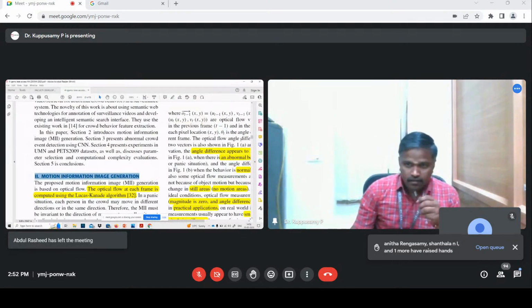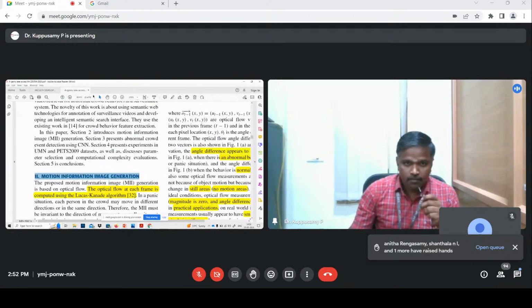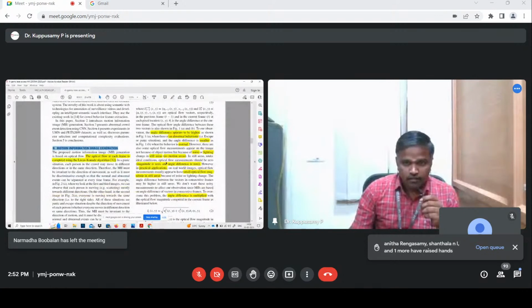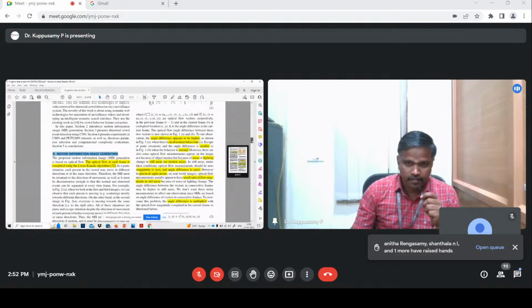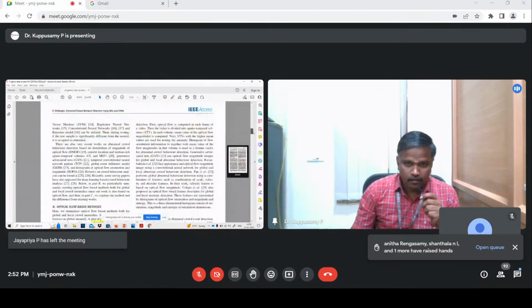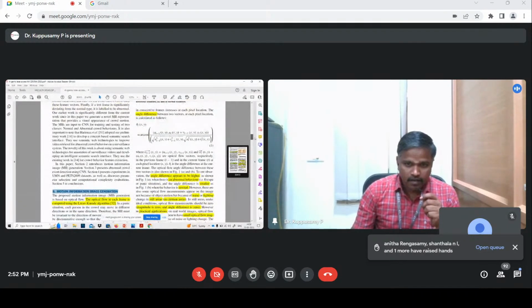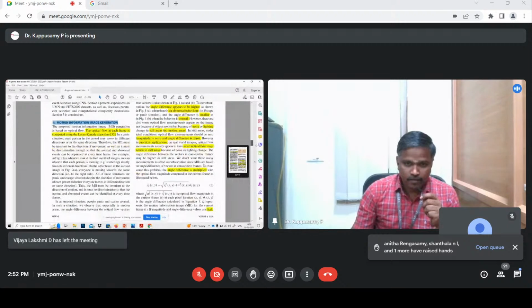So here they are explaining about their method. I have highlighted, I have used this paper for my research reference. So I have gone through this paper, and I have highlighted the important points, what I thought will be useful for my research.